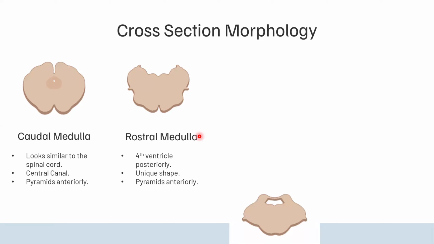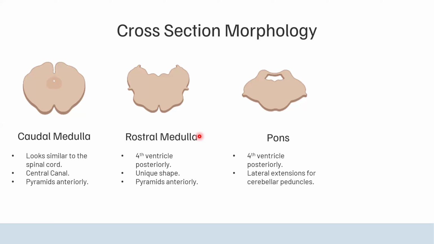Okay? What about this one here? There we go. All right, perfect. Everyone immediately got it. It is indeed pons. So looking at pons, we can see what I was telling you guys about, that it provides that backing to the fourth ventricle, and it has those huge lateral projections that are going to be our cerebellar peduncles. Okay? Is that clear?